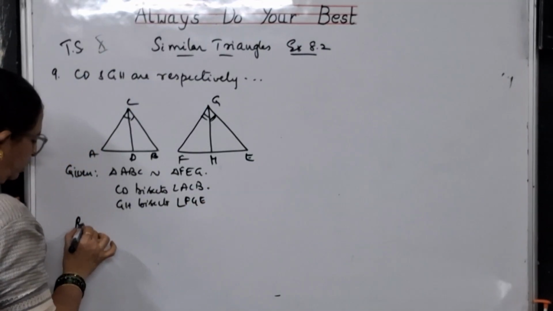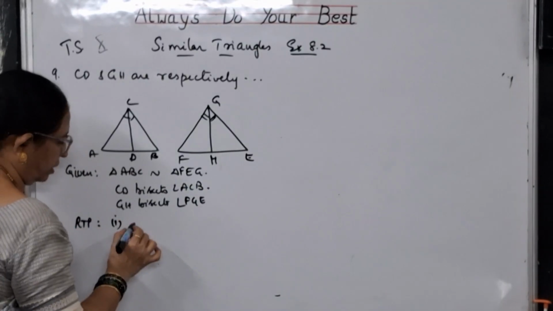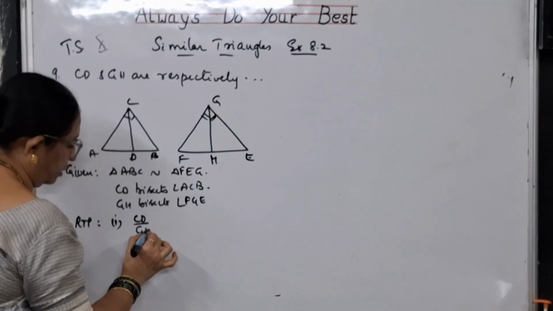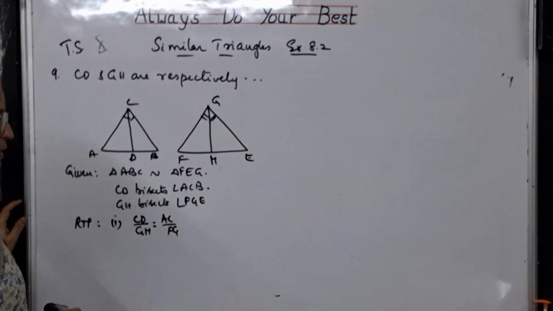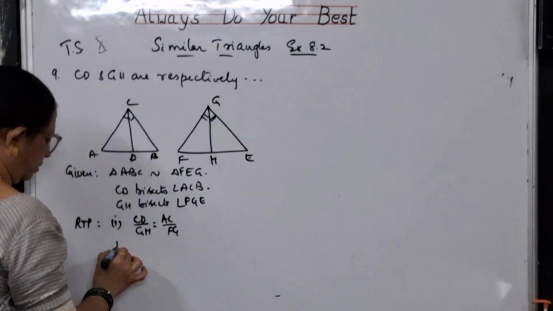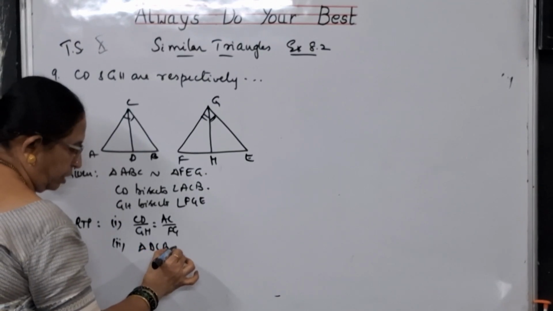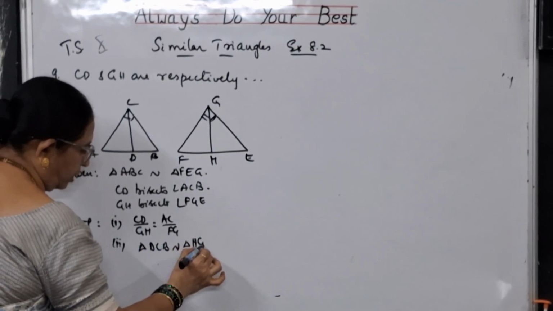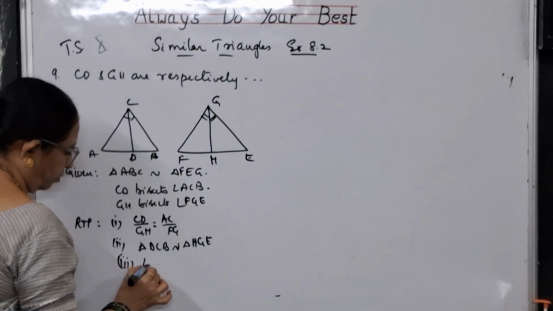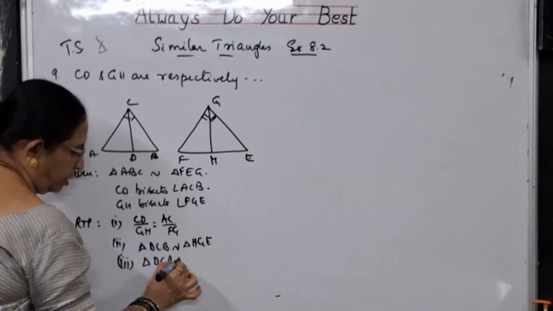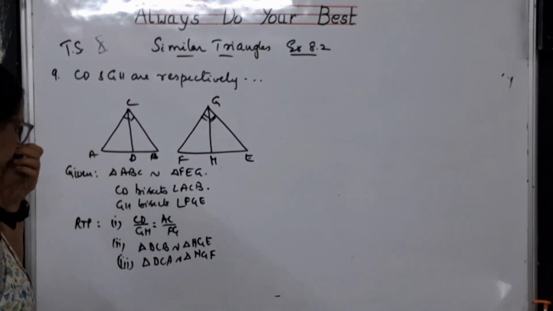Okay, now what is RTP? You have got three RTPs. First one is CD by GH is equal to AC by FG. This is the first one. And the second one, triangle DCB is similar to triangle HGE. And third bit, triangle DCA is similar to triangle HGF. So these three we need to prove.